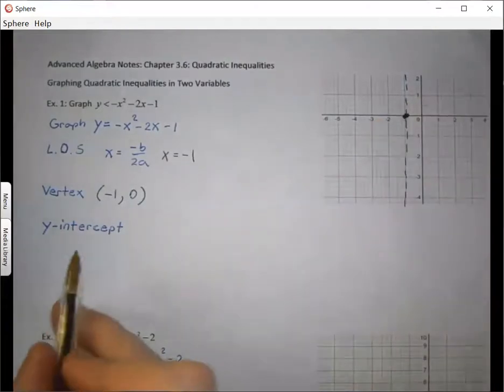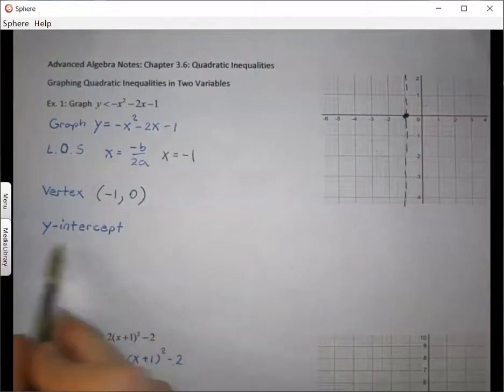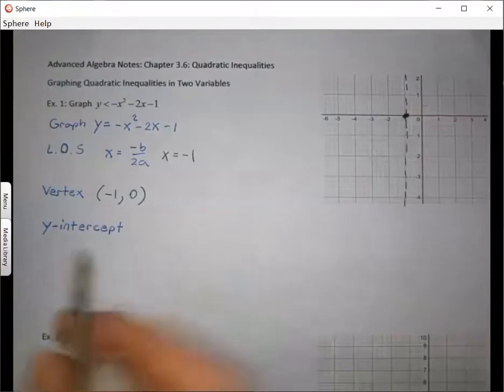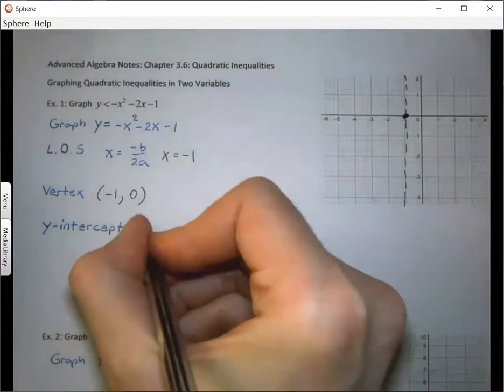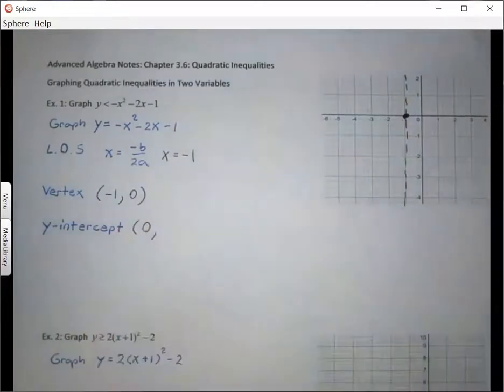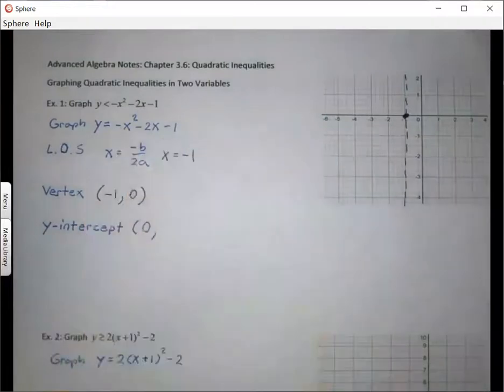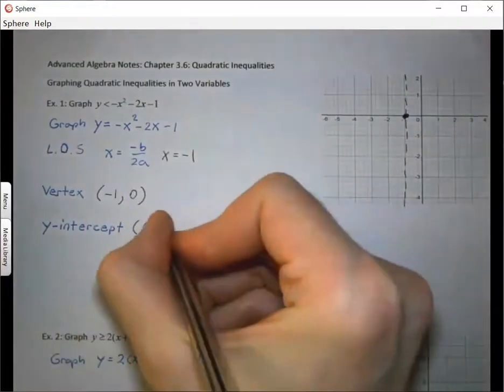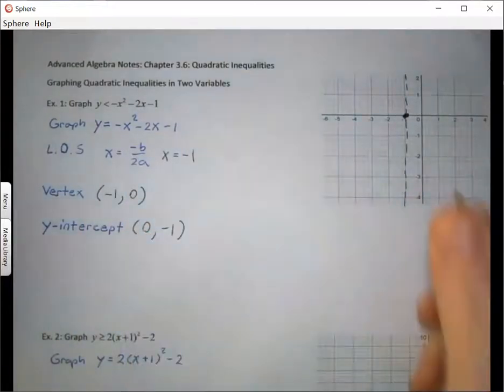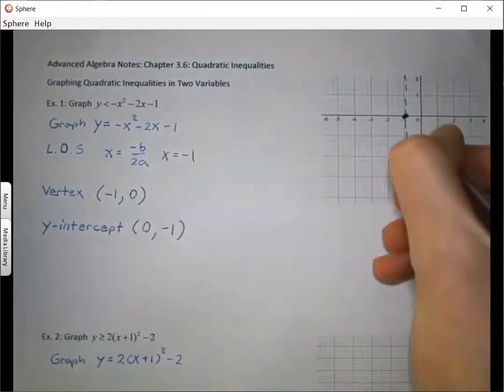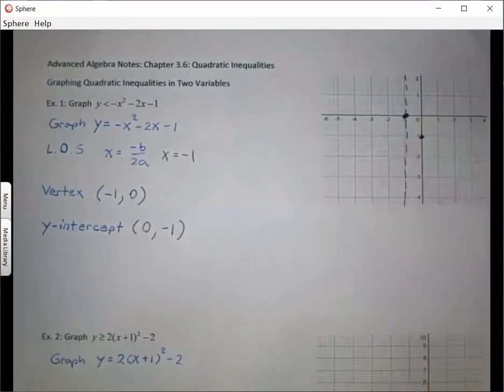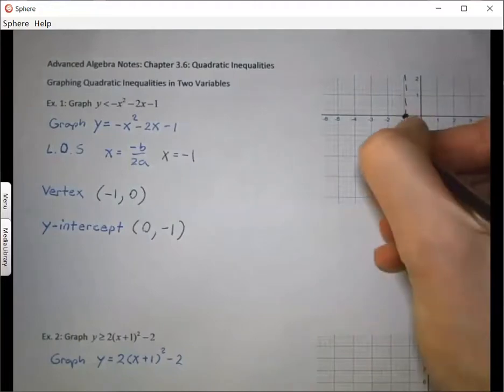And then we can find another point. I usually like to go for the y-intercept. Remember, the y-intercept always happens when x is 0. So we'd plug in that x equals 0 into the original to get our y value. We're going to get -1. So 0, -1 is our other point. And then remember, line of symmetry, so we can mirror it to the other side.